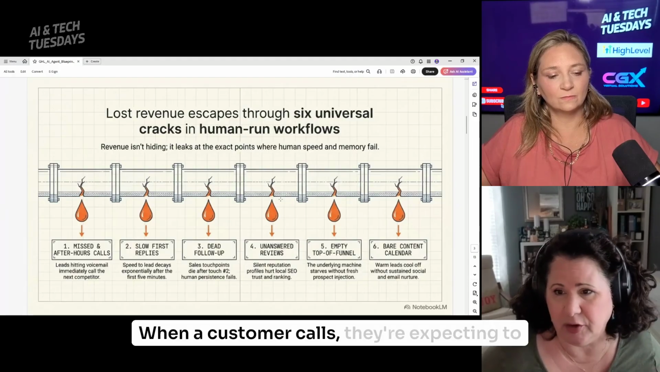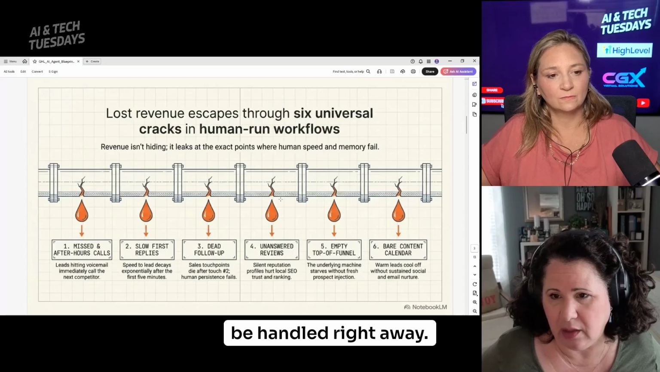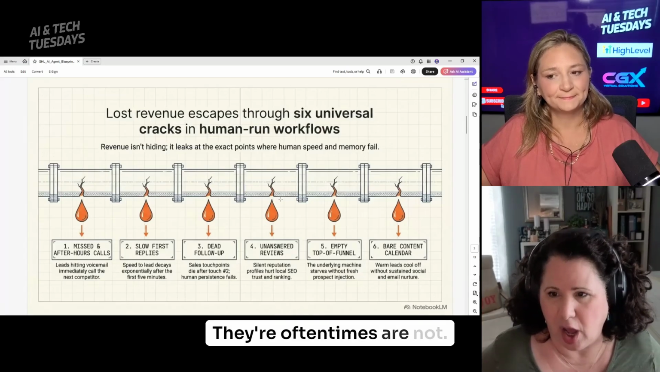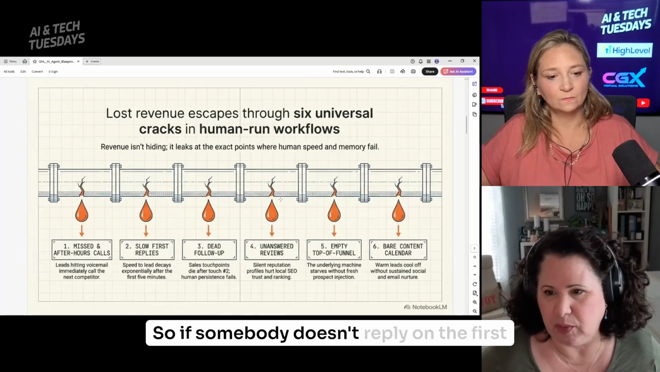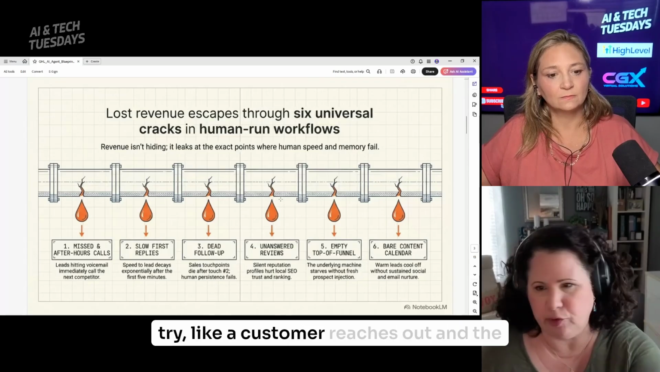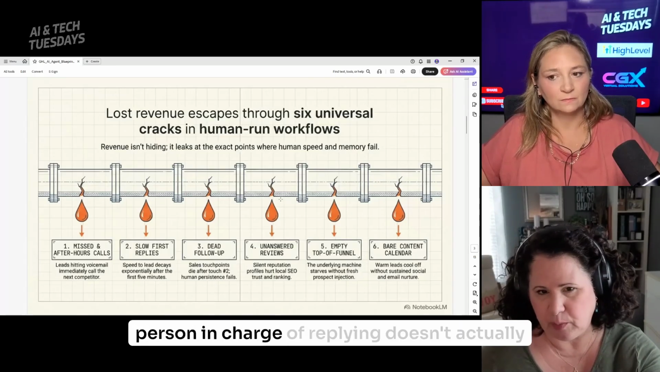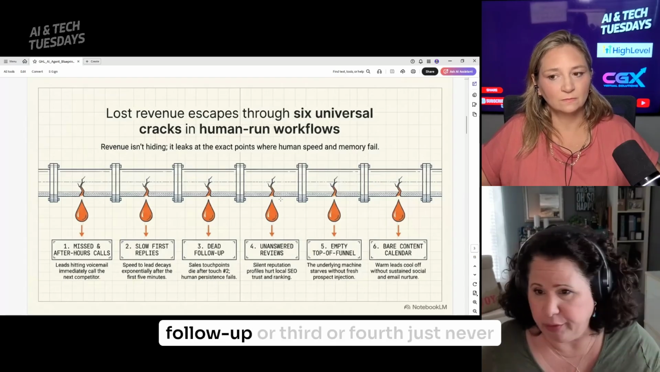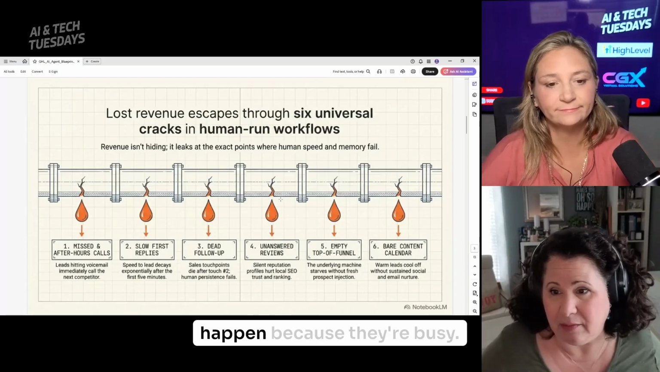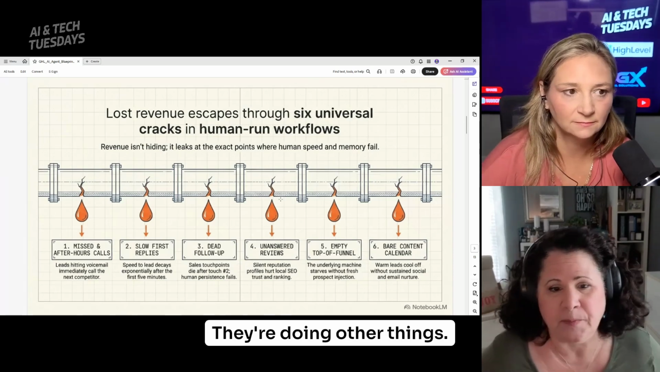Number two is slow replies. When a customer calls, they're expecting to be handled right away. They oftentimes are not. The third is dead follow up. If somebody doesn't reply on the first try, like the customer reaches out and the person in charge of replying doesn't actually reply right away, sometimes that second, third, or fourth follow up just never happens because they're busy, they're doing other things.